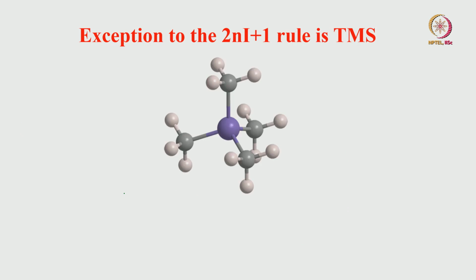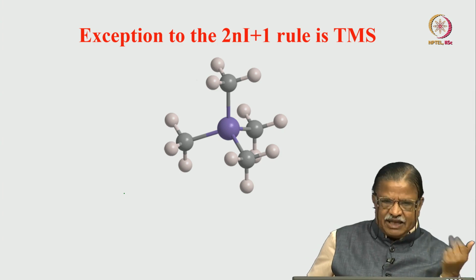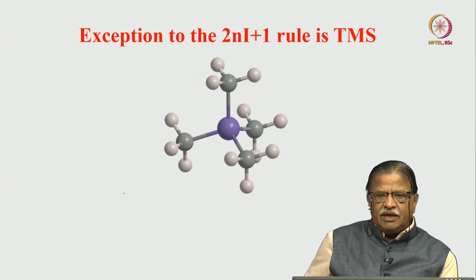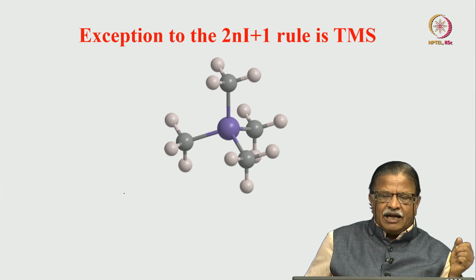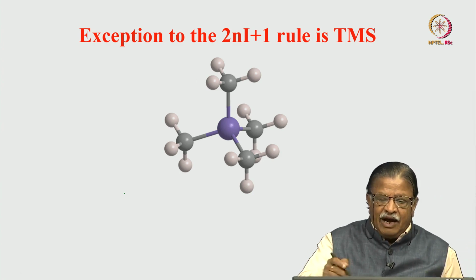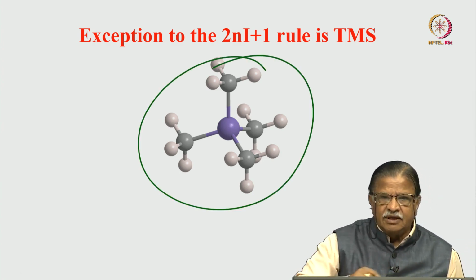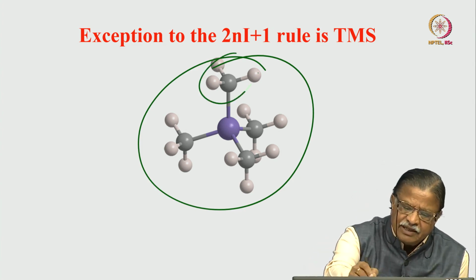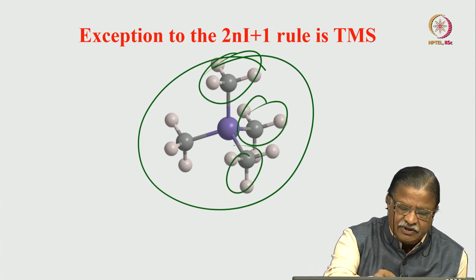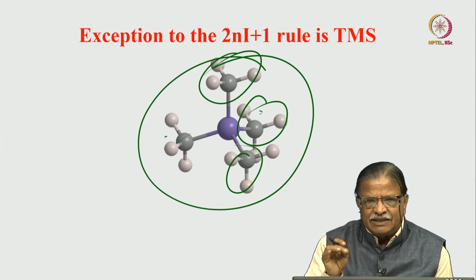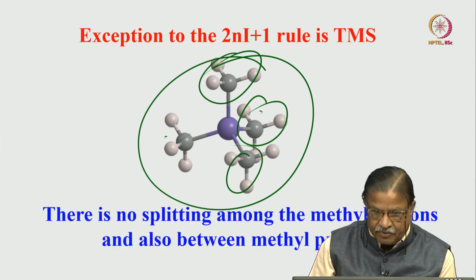A simple example is tetramethylsilane. We all know, I told you, TMS is used as the reference for proton, silicon and carbon-13 NMR, and we have 12 protons. There is no splitting of these 3 protons, CH3, with this or anything. So it is a classic example of an exception to the 2nI+1 rule.